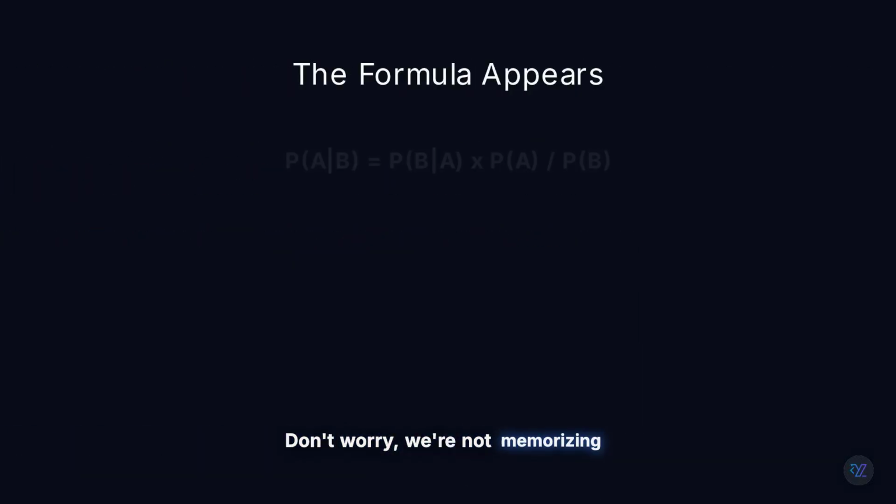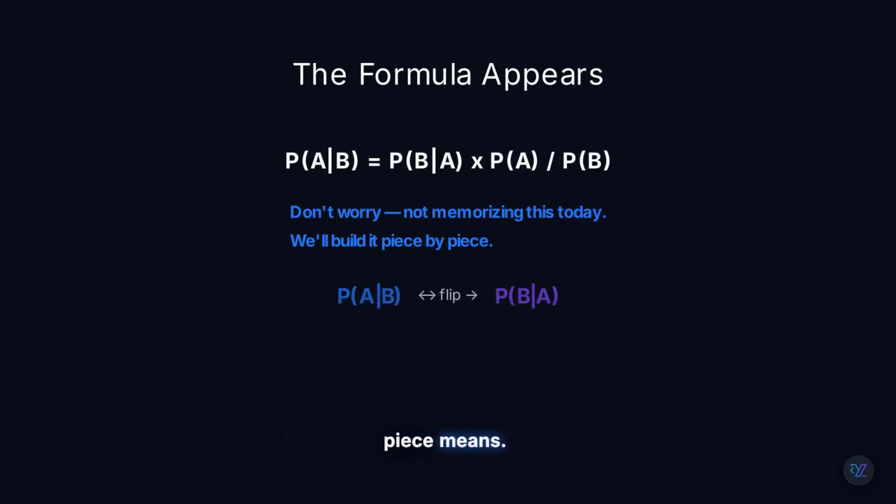Don't worry, we're not memorizing this today. First, let's understand what every piece means. This equation simply answers one question: how should I update my belief after seeing new evidence? Every symbol already comes from ideas we've learned: conditional probability and evidence. So how can a conditional probability like P of A given B become its reverse, P of B given A? That's exactly what we'll uncover next.